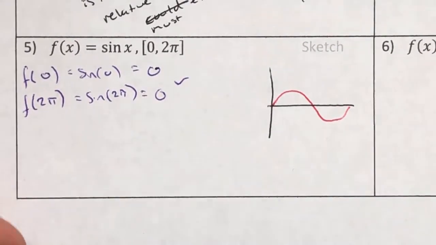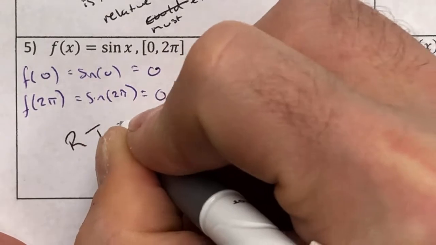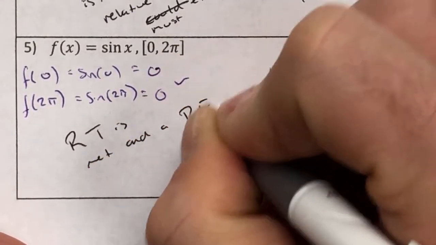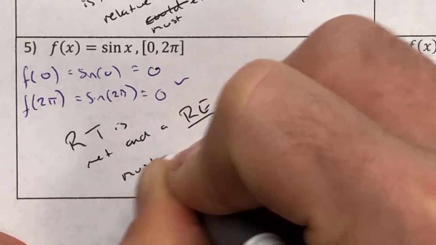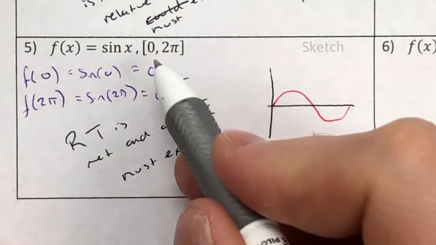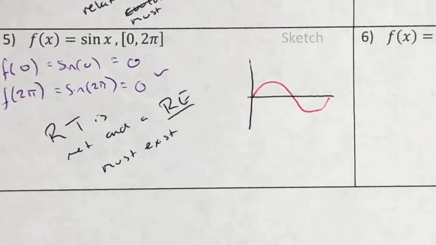So again, we know Rolle's theorem is met, and a relative extrema must exist along the interval from 0 to 2 pi. Awesome. So now that brings us to a different style of question.